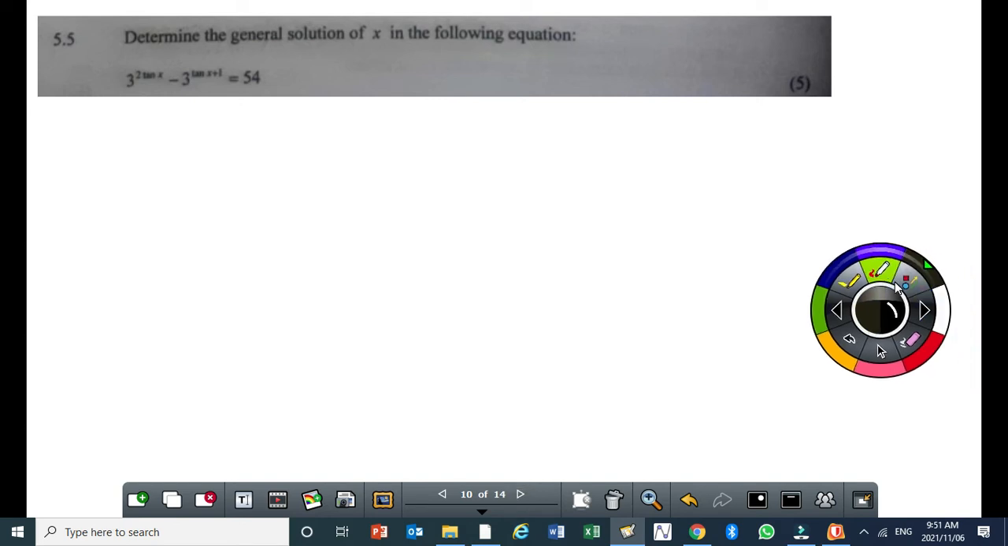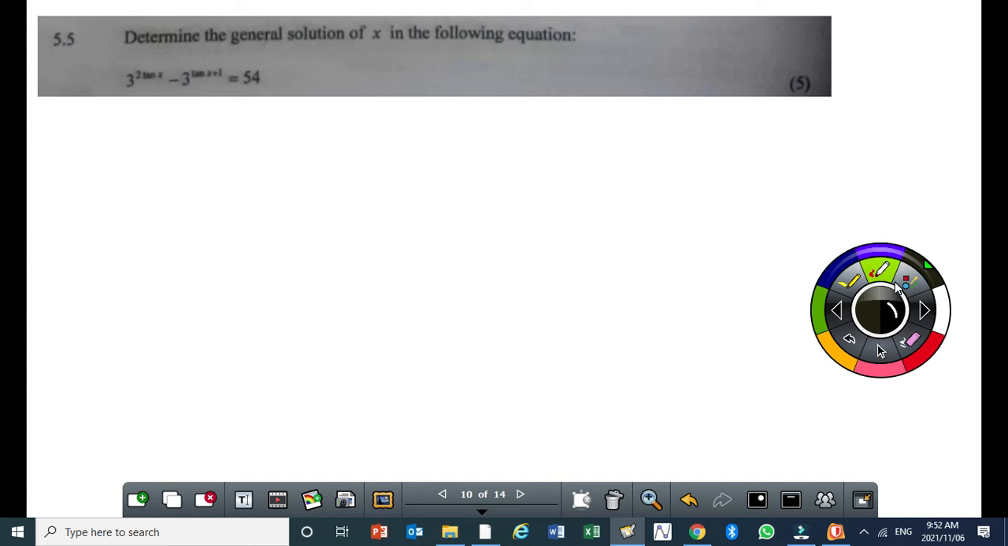Alright, so can I have your attention? Most of you were scared when you saw this question. But I can tell you it was very easy. The reason why you got scared was it was an exponential equation with some trig in it, or it was a trig equation with some exponential equation in it.